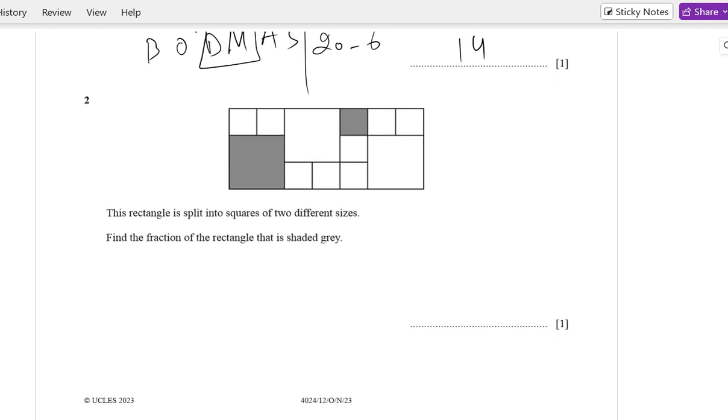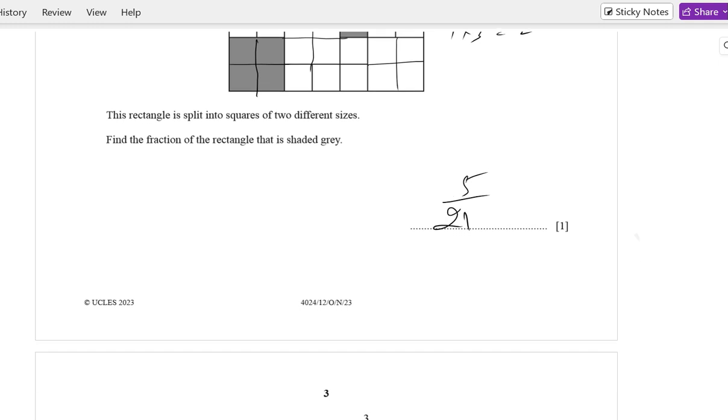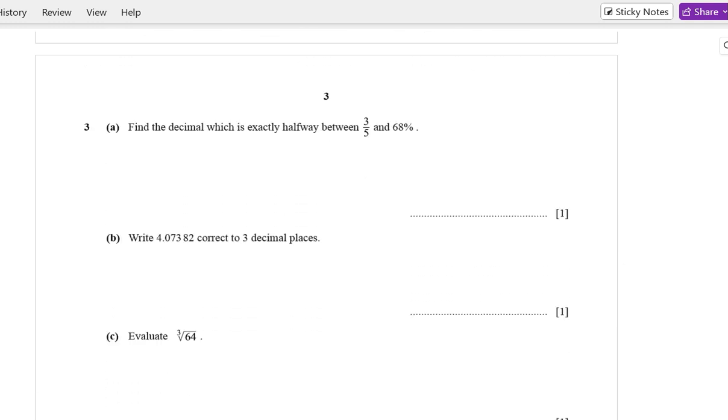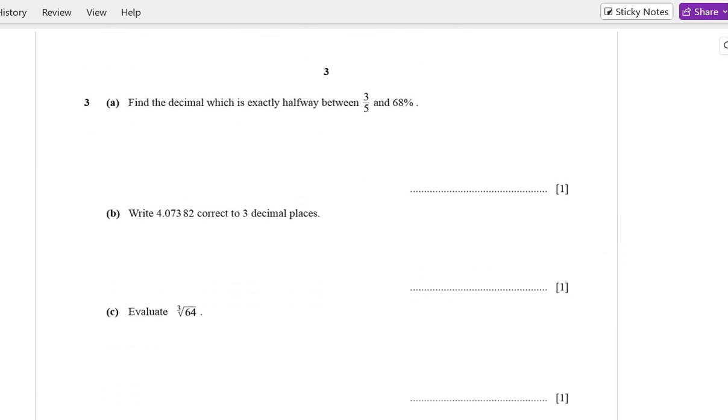Find the fraction of shaded gray. So let's figure out how many small squares there are first. So 1, 2, 3, 4, 5, 6, 7 by 3, that is 21. 5 out of 25. 5 out of 21.